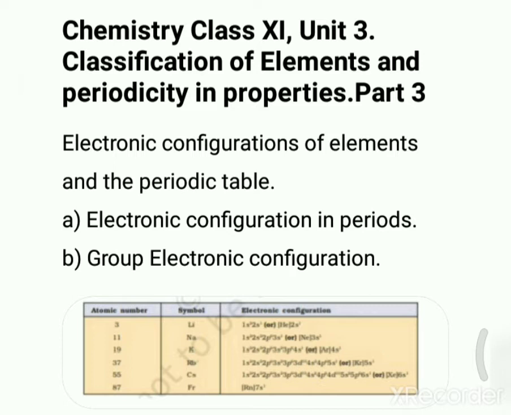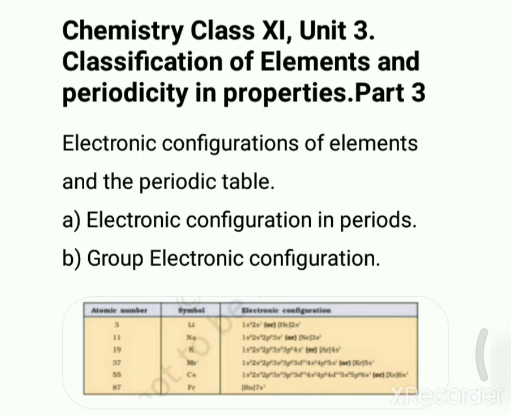So, electronic configuration in the periods: the period indicates the value of n, the principal quantum number, for the outermost or valence shell. In other words, successive periods in the periodic table are associated with the filling of the next higher principal energy level, that is n equal to 1, n equal to 2, etc. It can be readily seen that the number of elements in each period is twice the number of atomic orbitals available in the energy level that is being filled.